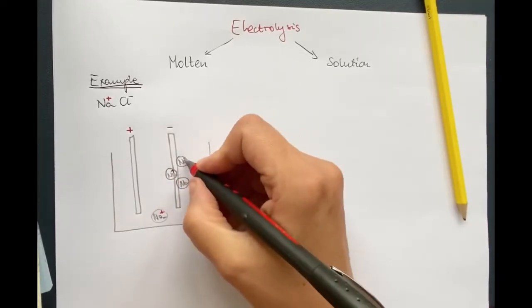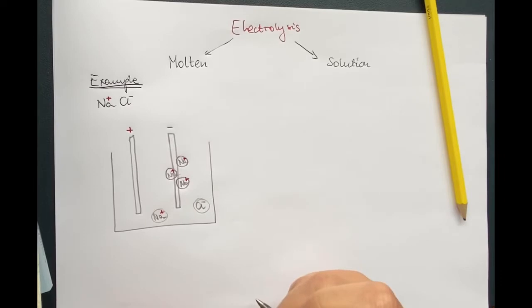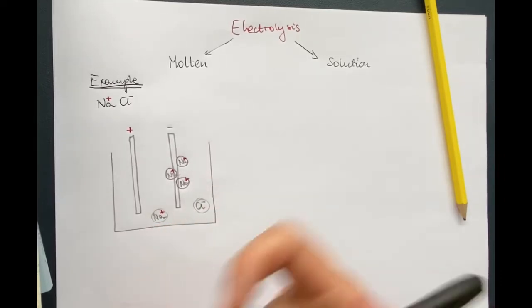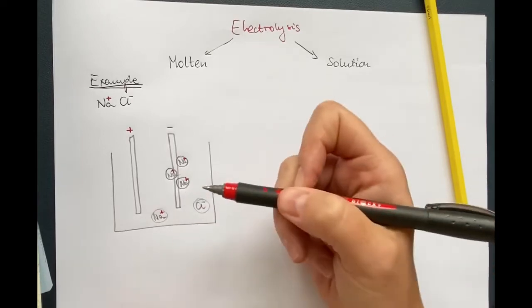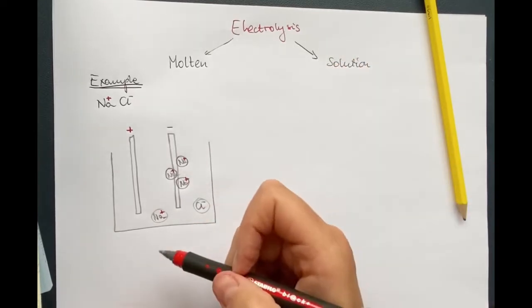And literally, that's the question you can get on your GCSE exam. They will say to you, why does sodium deposit on the negative electrode? And then you say, because sodium is a positive ion and opposite charges attract.